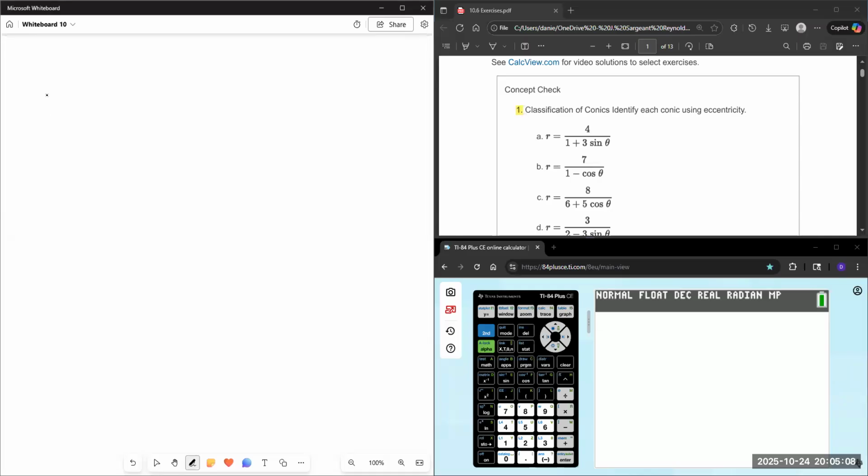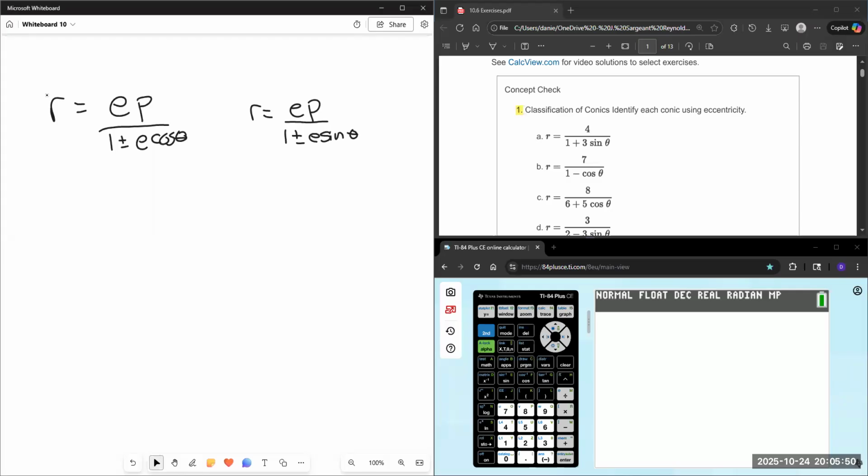So before we get started with number one, the polar form of conics is going to be in the form R equals eccentricity times P, and if you remember, the distance between the focus and the directrix was called P in pre-calculus. I'll call it that again. This is going to be EP over 1 plus or minus E cosine theta, and R is equal to EP over 1 plus or minus E sine theta.